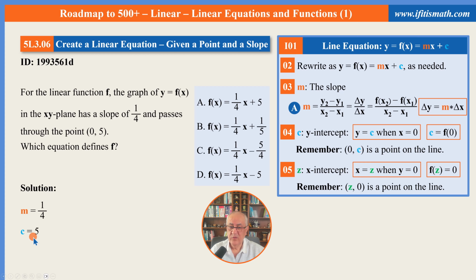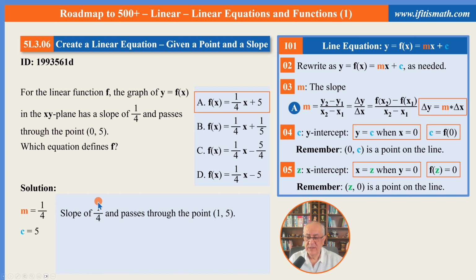So c is equal to 5, and your answer should be this. All right. This is a very simple question taken from the College Board question bank. So what I'm going to do is give you a slightly different flavor of the same question. Let's assume the slope is still 1 over 4, but the point given to us is (1, 5). So 5 is no more the y-intercept, because the y-intercept should correspond to the value of x equals 0.